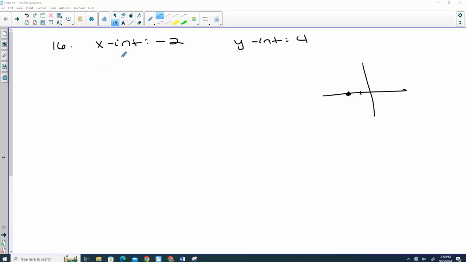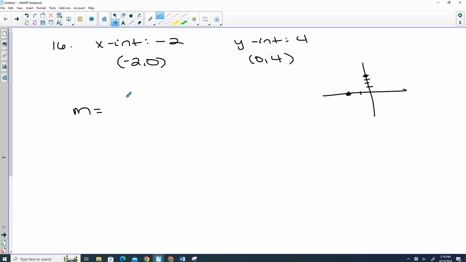So that x-intercept of -2 is the point -2, 0. A y-intercept of 4 means we hit the y-axis at 4. So that would be the point 0, 4. To write the equation of a line, what do I have to do first?